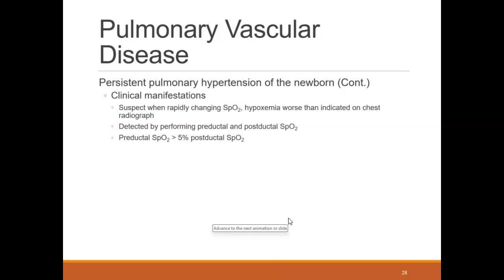So if the preductal, the right wrist pulse ox, is 10% or more higher than the postductal pulse oximeter, that indicates PPHN. That 10% was always the basis. Your book mentions greater than 5%, but most other references that I've seen, and when I worked in the NICU, we used 10%. Because a difference of 10% indicates that right to left shunting.